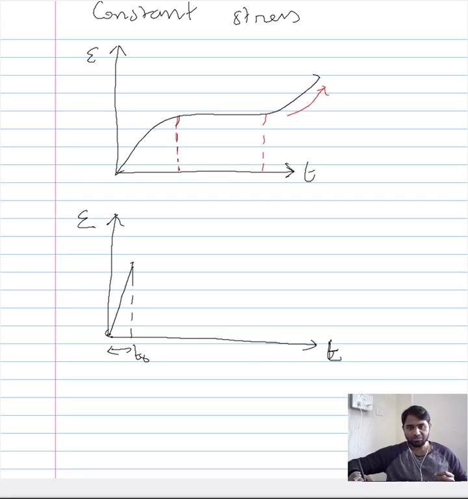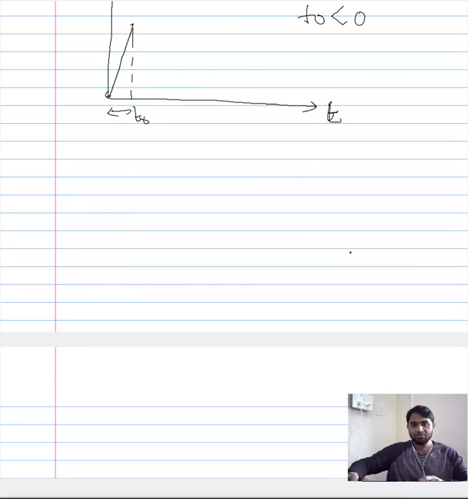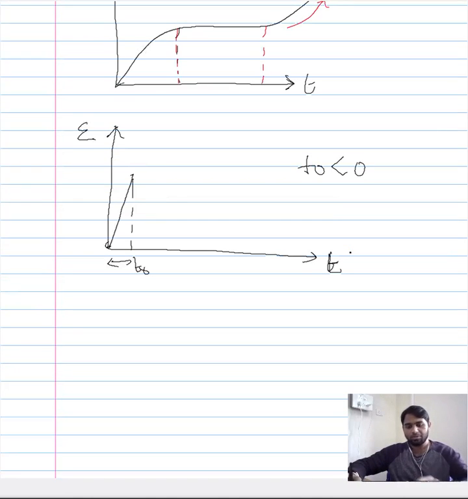Let's assume this T0 is close to 0, and since we are imposing the load suddenly, there is a sudden increase. Before you could discern what time it is, there is a sudden increase, and when you plot the strain versus time curve, you could see that the slope of this curve is very high. Now this characterizes the initial stages of creep.